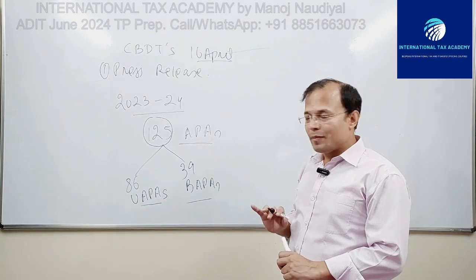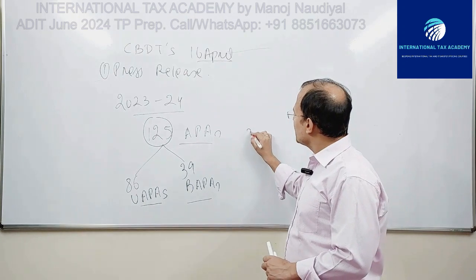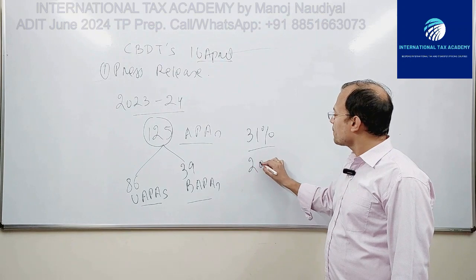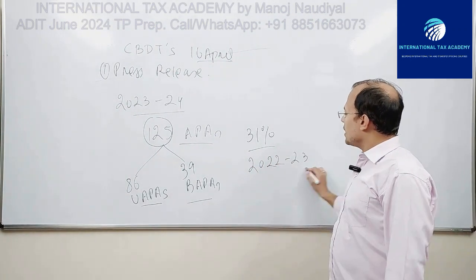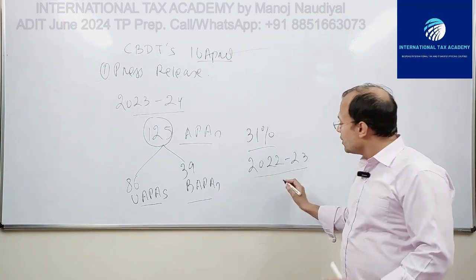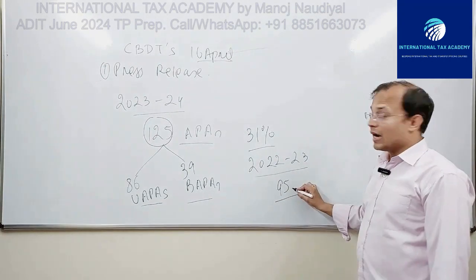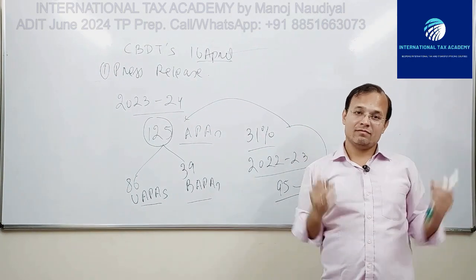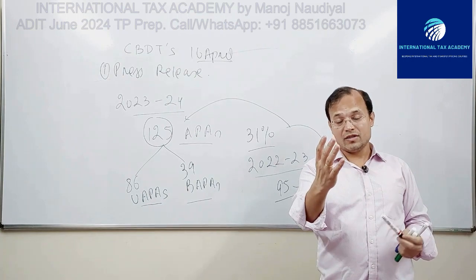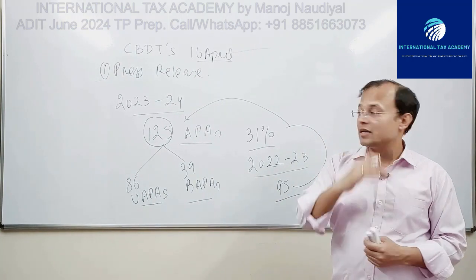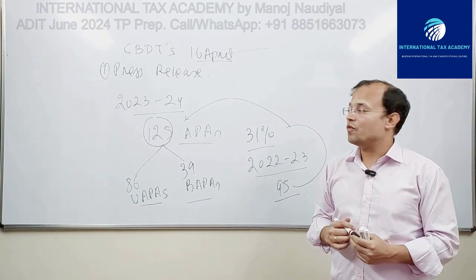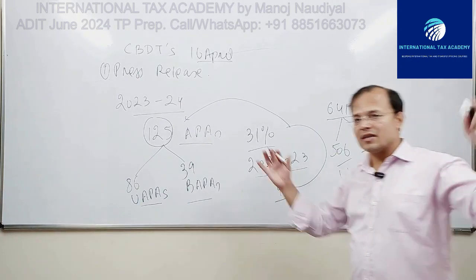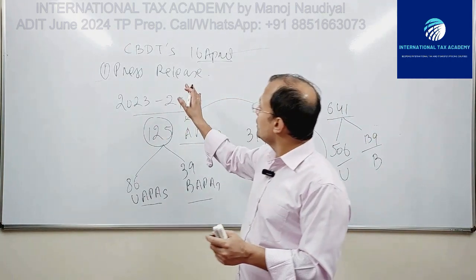Year on year basis, this shows an increase of 31%, that is in the previous year, that is 2022-2023, the total number of APAs that were concluded was equal to 95. So 95 and 31% increase leads to 125. So kudos and congratulations to the work of CBDT. Hope they keep up with their good work. Fine. So these were the statistical figures which were given by CBDT in this press release.